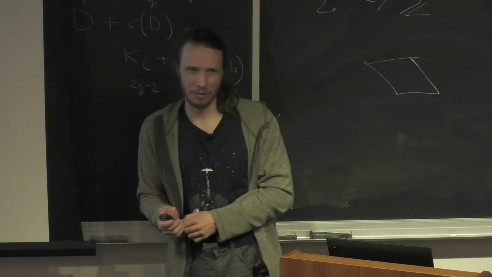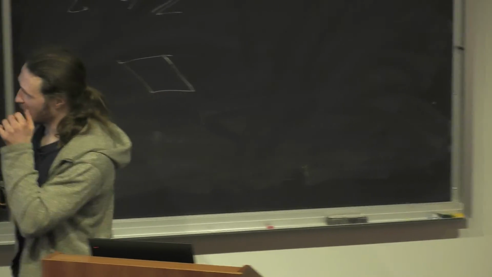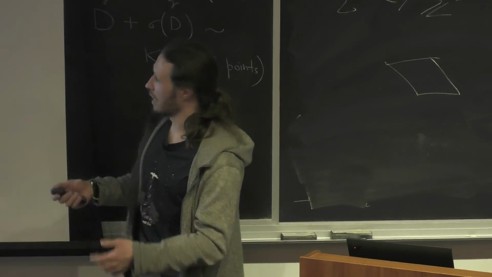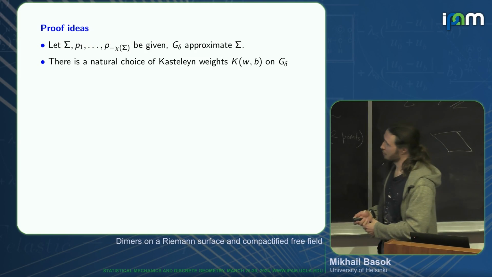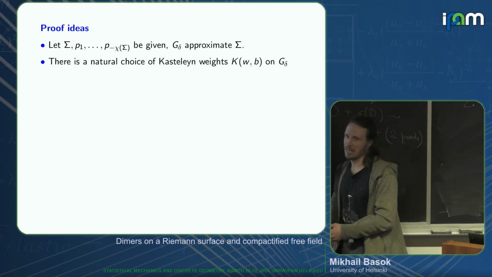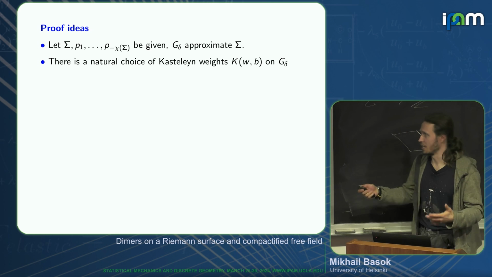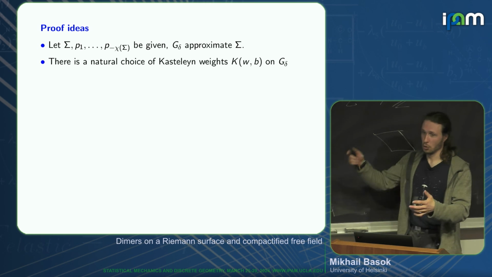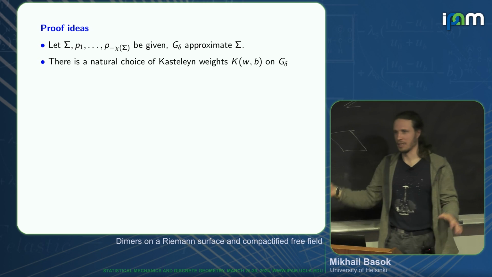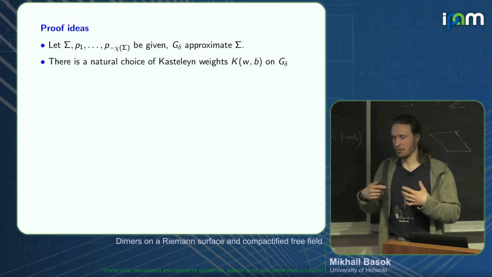Okay, so now how does the proof go? Just a little bit of technical details. Remember, we have our sequence of nice graphs approximating our surface. What I claim is that there is a natural choice of Kasteleyn weights associated with these graphs. We assume that these graphs were t-embedded, so the dual graph is t-embedded in our surface. There is a way to produce Kasteleyn weights associated with any t-embedding.